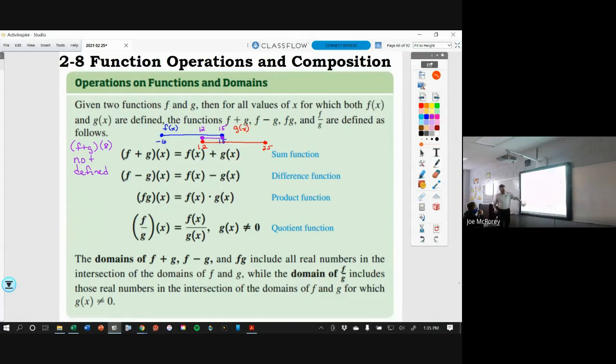And that's what it's saying down here. The domains of adding, subtracting, and multiplying include all real numbers in the intersection of the domains of f and g, while the domain of f divided by g includes those real numbers in the intersection of the domains, and g is not 0.